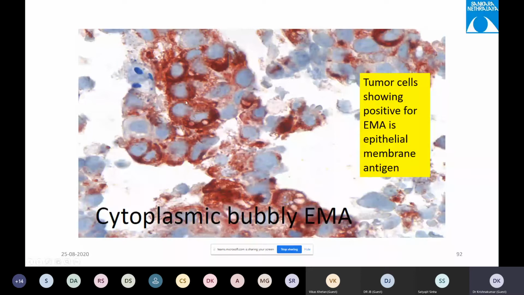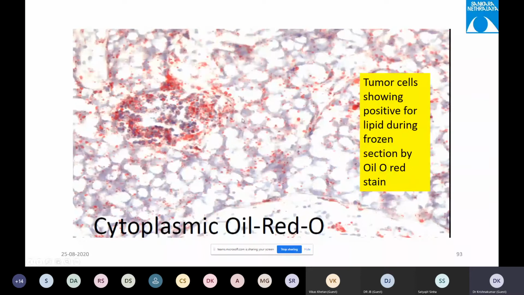EMA can be done on permanent section. On frozen samples, you can do oil red O staining. That stains lipid, it is cytoplasmic, and it is positive. That also gives a clue that it is sebaceous gland carcinoma. However, in poorly differentiated tumors, lipid stains can be negative. You must be very, very careful.